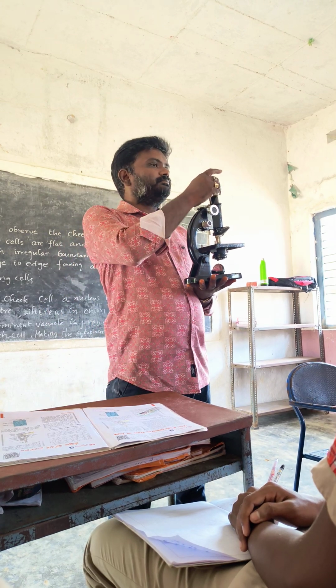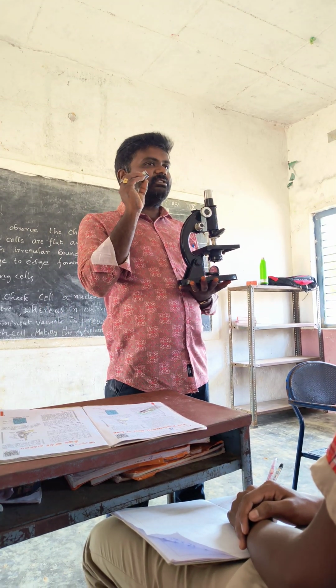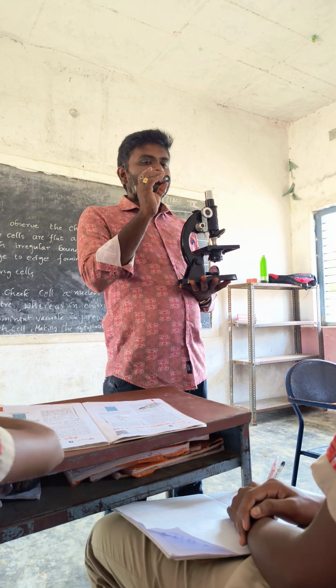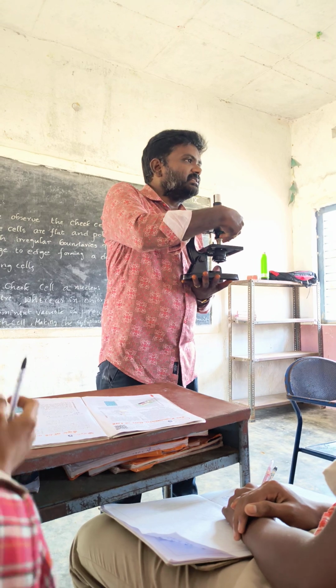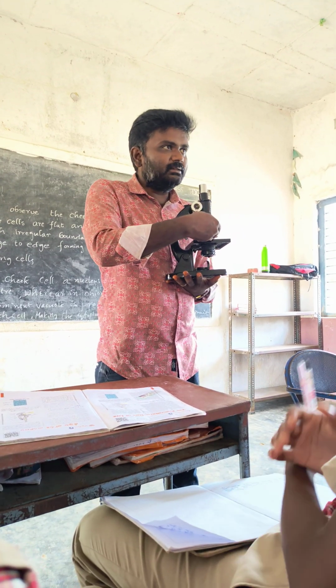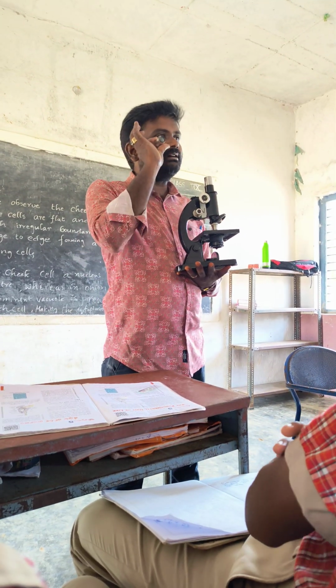First part, eyepiece. First part what? Eyepiece. So through the eyepiece we are able to observe samples. What we need to observe clearly. Samples we see. This is the eyepiece.